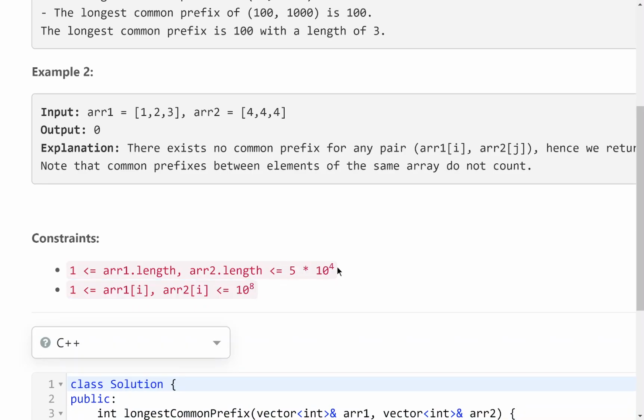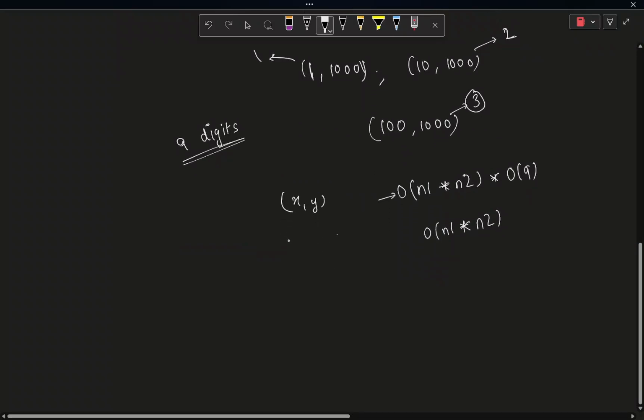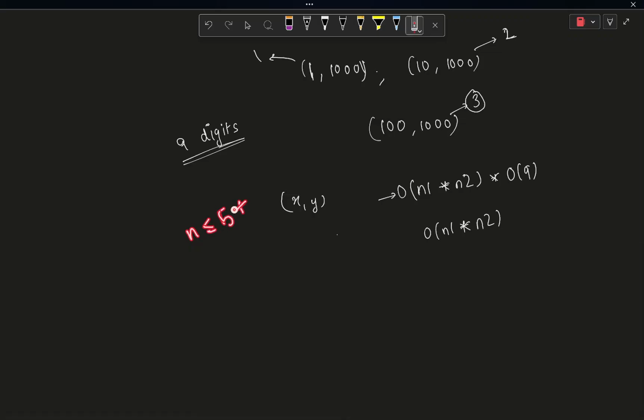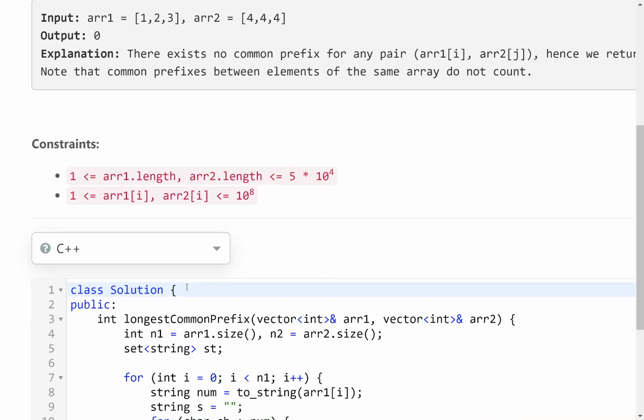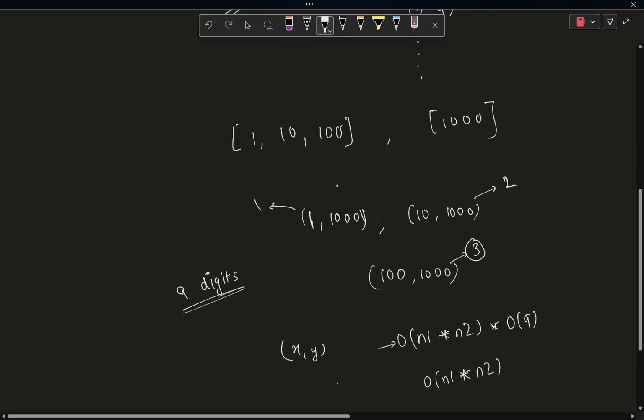Big O of n1 into n2 will not work because here n is as large as 5 into 10 raised to the power 4. So n1 and n2 are basically as large as this one, and n1 into n2 will be as large as 25 into 10 raised to the power 8, which is very huge. You can't really pass a solution like this one. So we have to optimize it. We have to think of some better way.